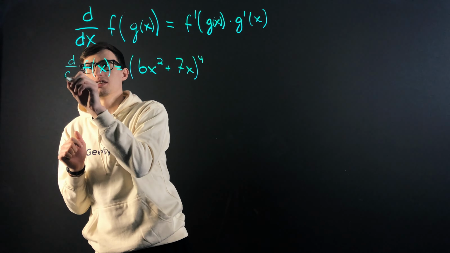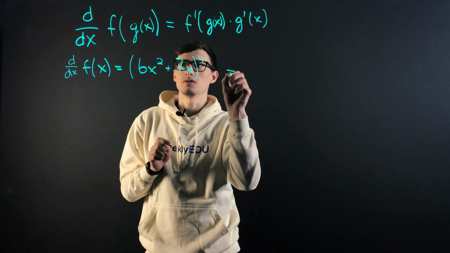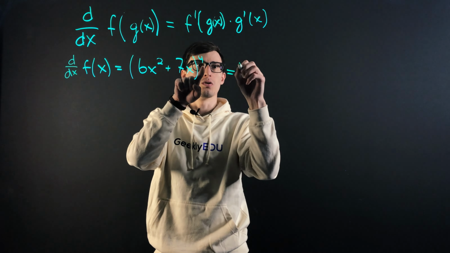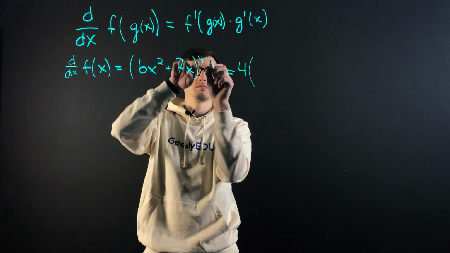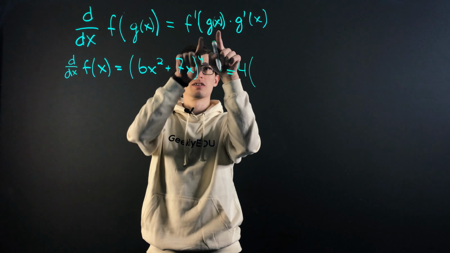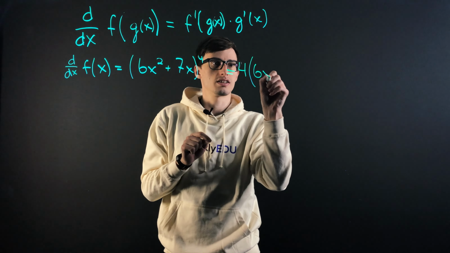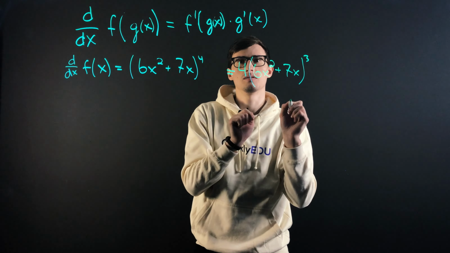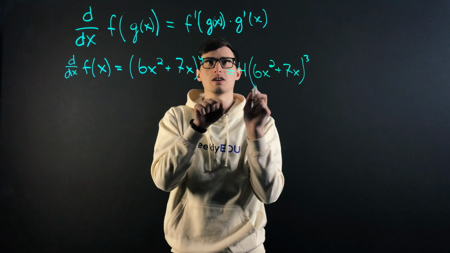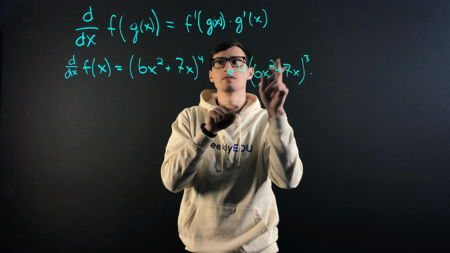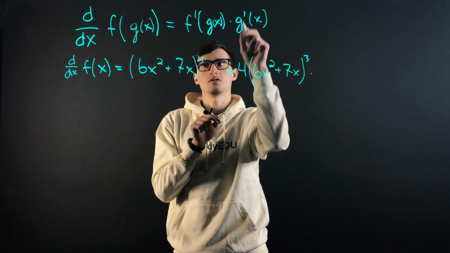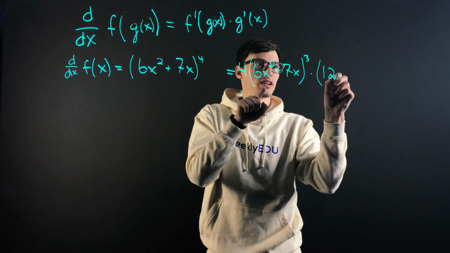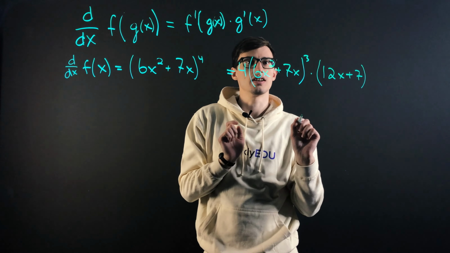So let's do d over dx of all this, and that equals, first we take the derivative of the outside function. So it would be 4, you open the parenthesis, right, because we take the power. We rewrite the inside function, g of x, we just rewrite 6x squared plus 7x. And now we write 3 here, right, because we lower the power by 1. And now we multiply by the derivative of the inside function, the g of x. So g prime of x in this case is what? 12x plus 7, right? Does that make sense?